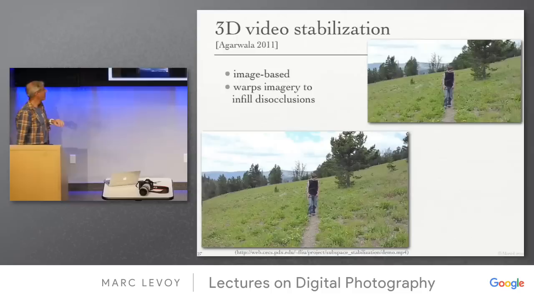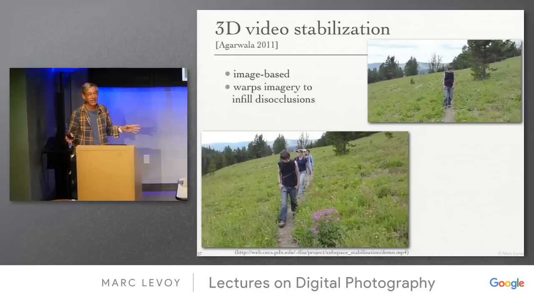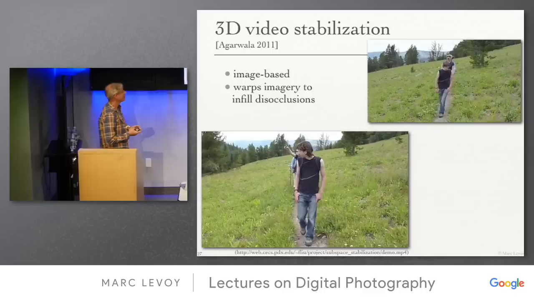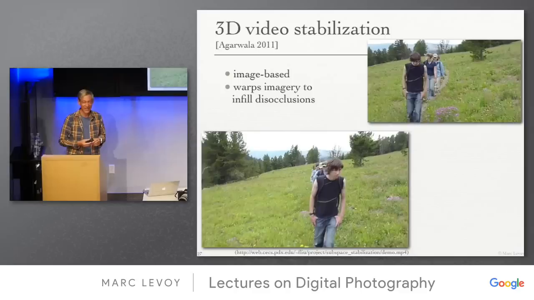So here I am walking backwards along a hiking trail. I'm not deliberately shaking the camera. I'm trying not to kill myself as I walk backwards. And I sent it to Asim Agrawala, who's now at Google, and said, here, stabilize this. And he sent this back. Isn't that amazing? Looks like it was captured on a rail.